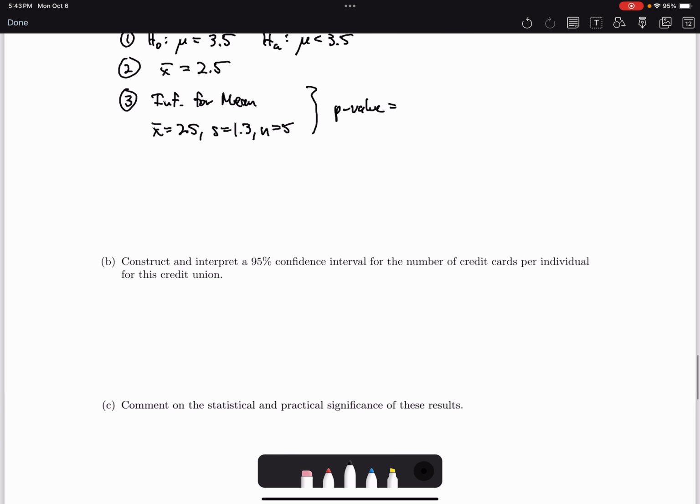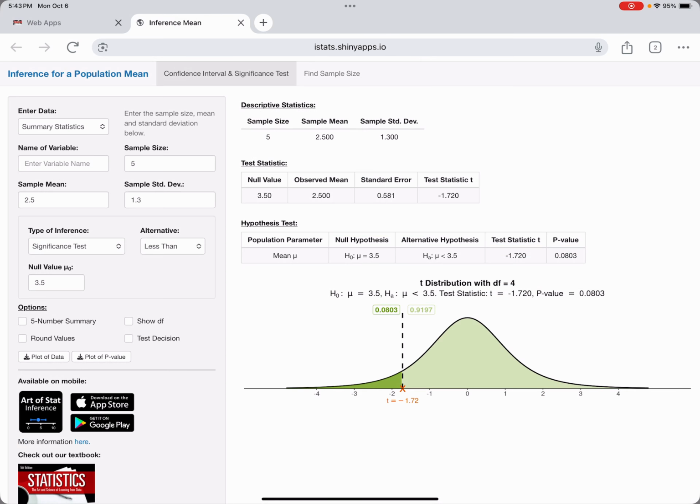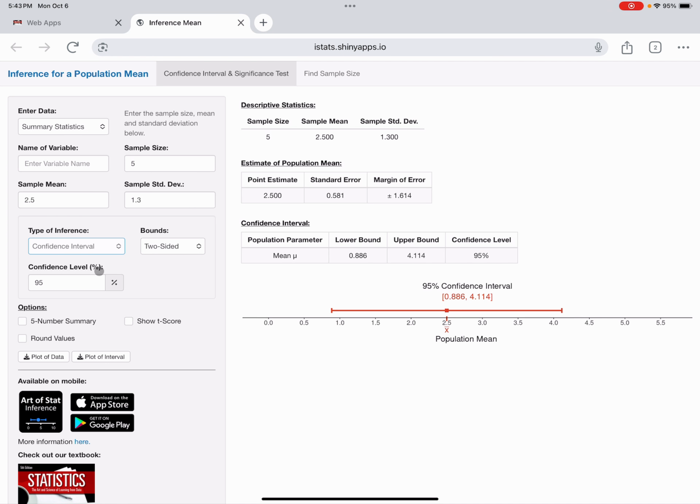And then part B wants a confidence interval. So let me go ahead and write that down while I'm here in Art of Stat. We'll change significance test to confidence interval. And yes, we want a 95% interval, so this is it, right? So let's just round to one decimal place here. We'll say 0.9 to 4.1.